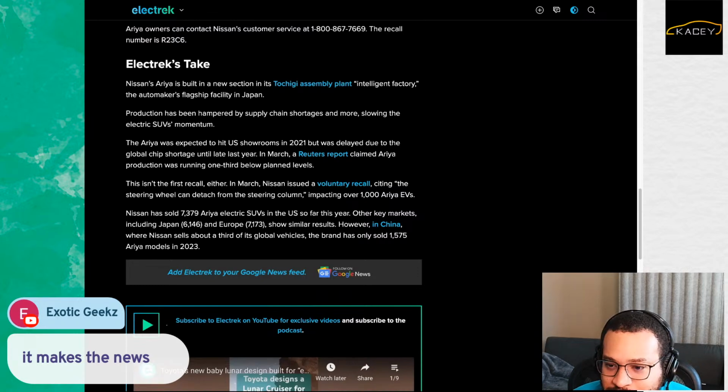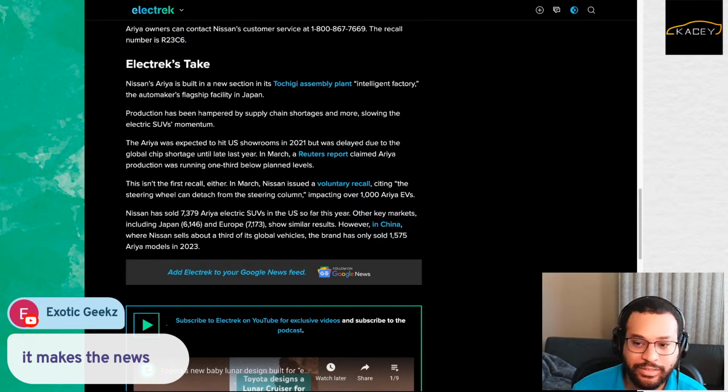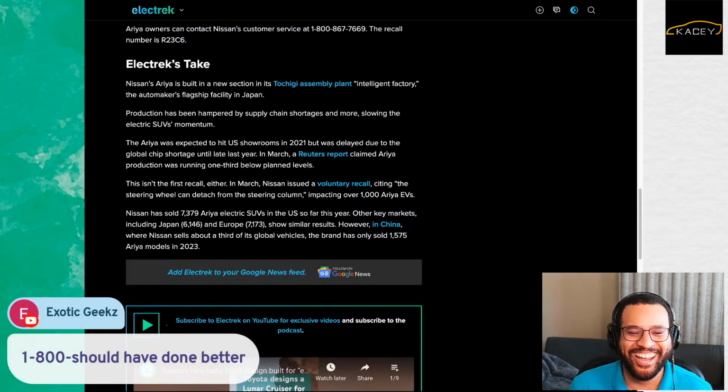Anyway, this is the first recall. Nissan sold 7,379 Aria electric SUVs in the US this year, and in other markets, including Japan, 6,146, and Europe, 7,173. However, in China, where Nissan sells about a third of its global vehicles, the brand has only sold 1,575 Arias in 2023. 1-800 should have done better.